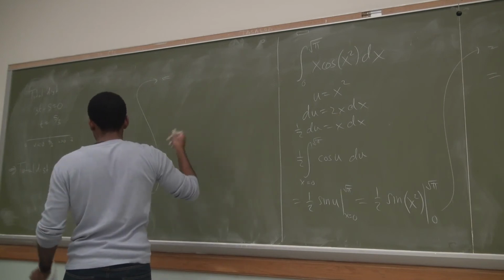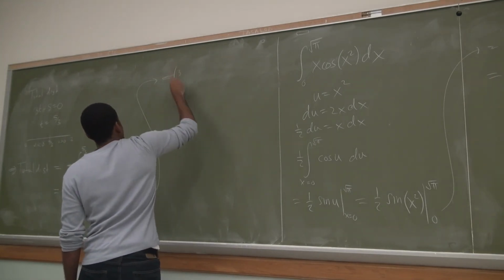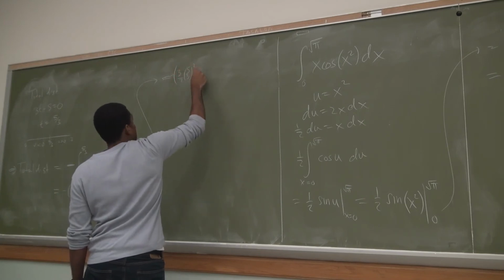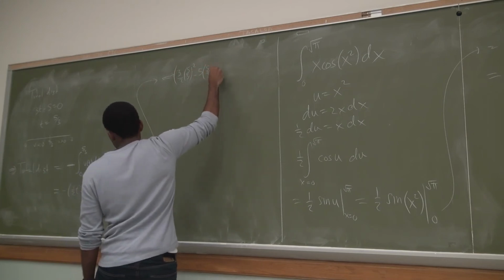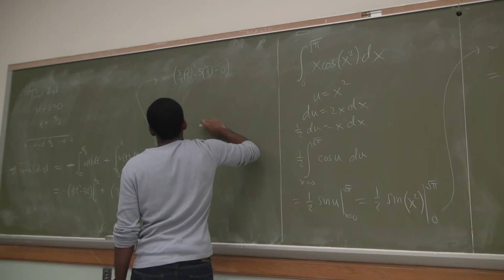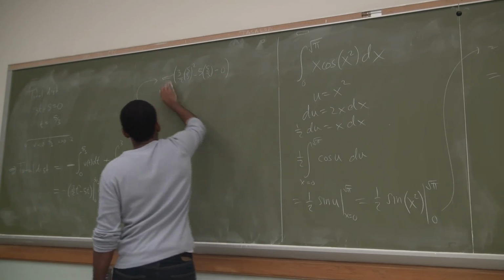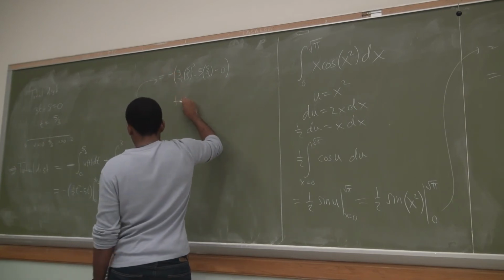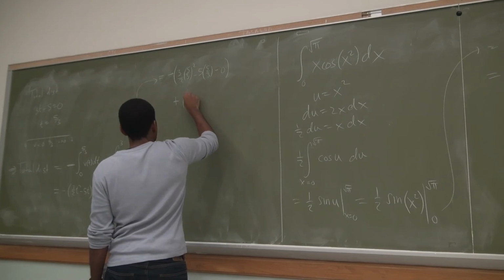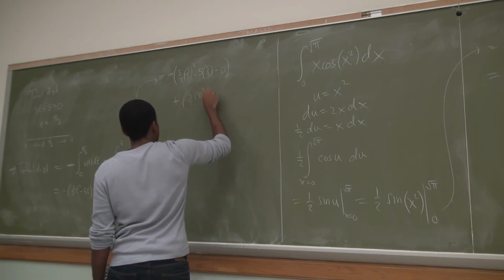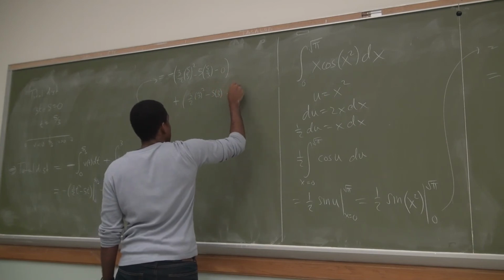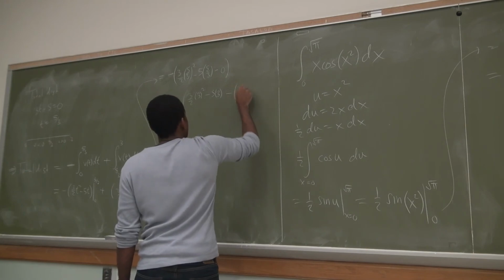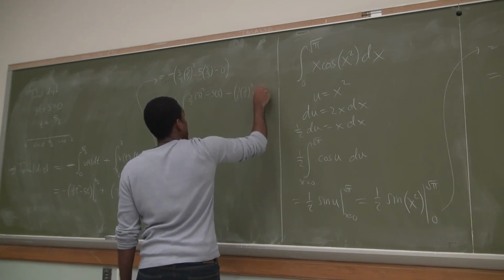So now you plug this in, it's going to be annoying. So it's minus 3 over 2 times 5 over 3 squared, minus 5 times 5 over 3, minus 0, plus 3 over 2 times 3 squared minus 5 times 3, minus 3 over 2 times 5 over 3 squared minus 5 times 5 over 3.